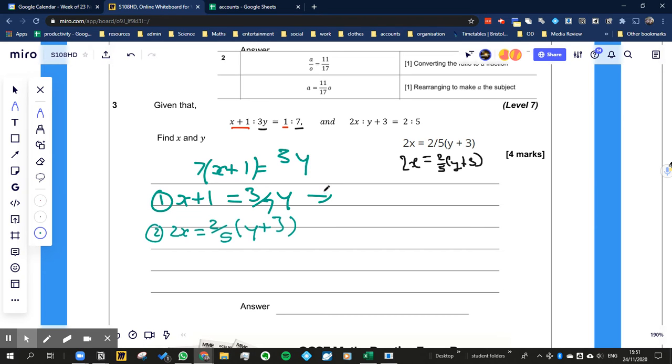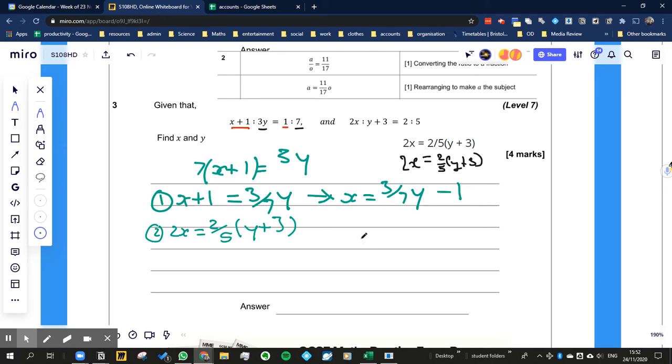So do you want to tell me what I would have to do to rearrange the top equation so that it says x equals? That's right, yeah. So whatever you do to the left, you must do to the right. So we've got x is equal to 3/7 y. Whoops, that was not a y.